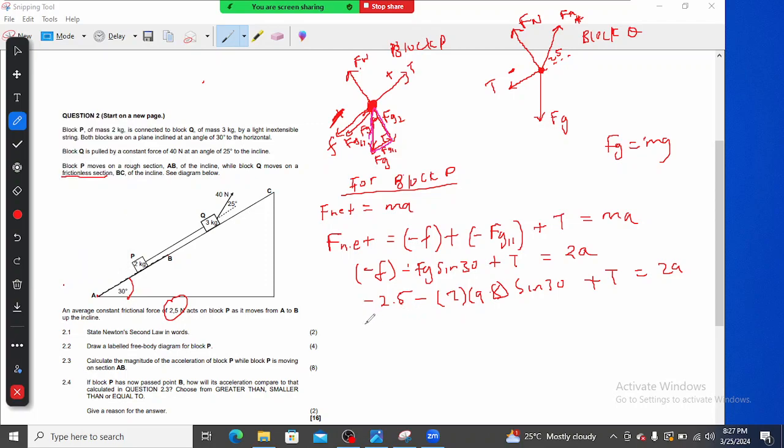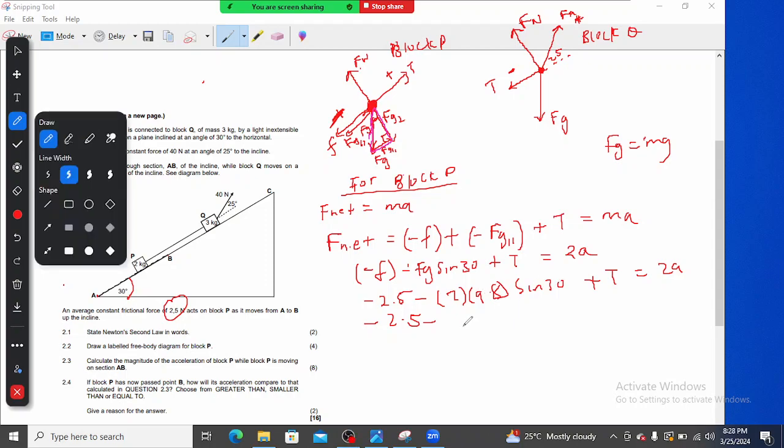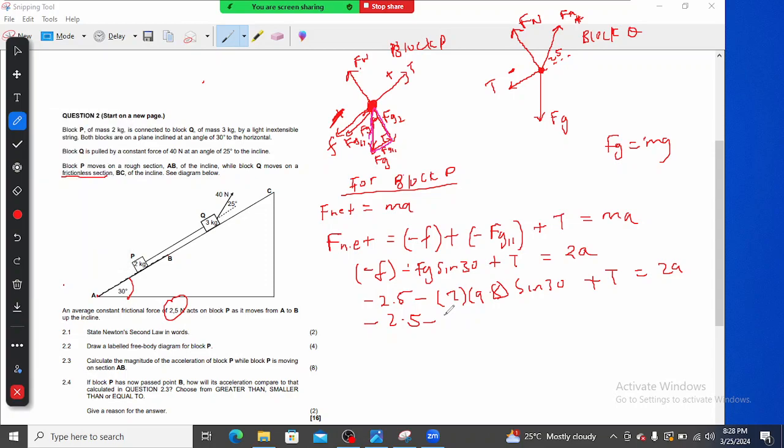Let's do it this way. We have minus 2.5. Can you please punch 2 times 9.8 times sine 30? What is that? I'm showing you how. So that is negative 19.37, plus T, equal to 2a. Now, what is minus 2.5 minus 19.37?